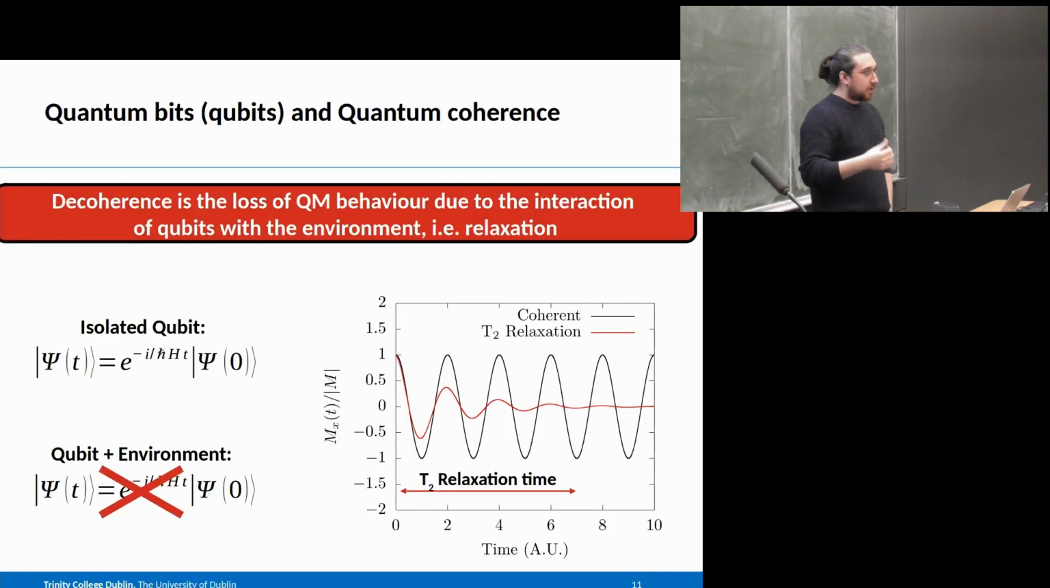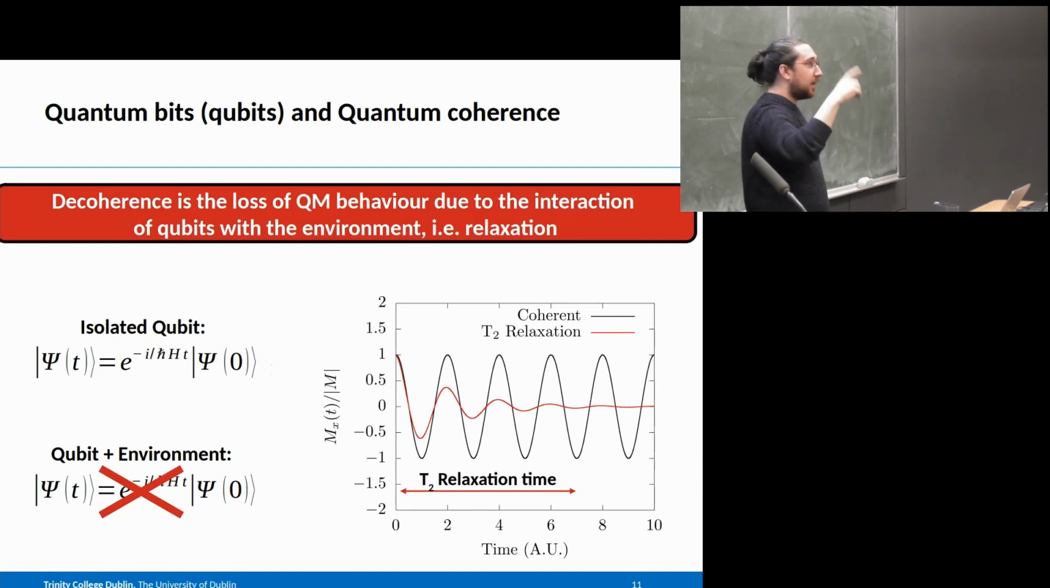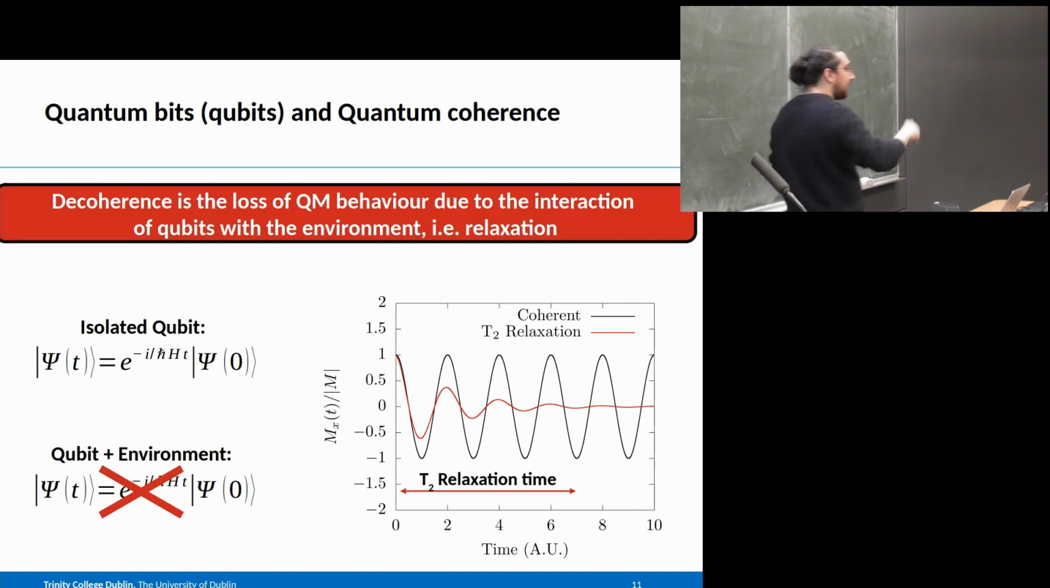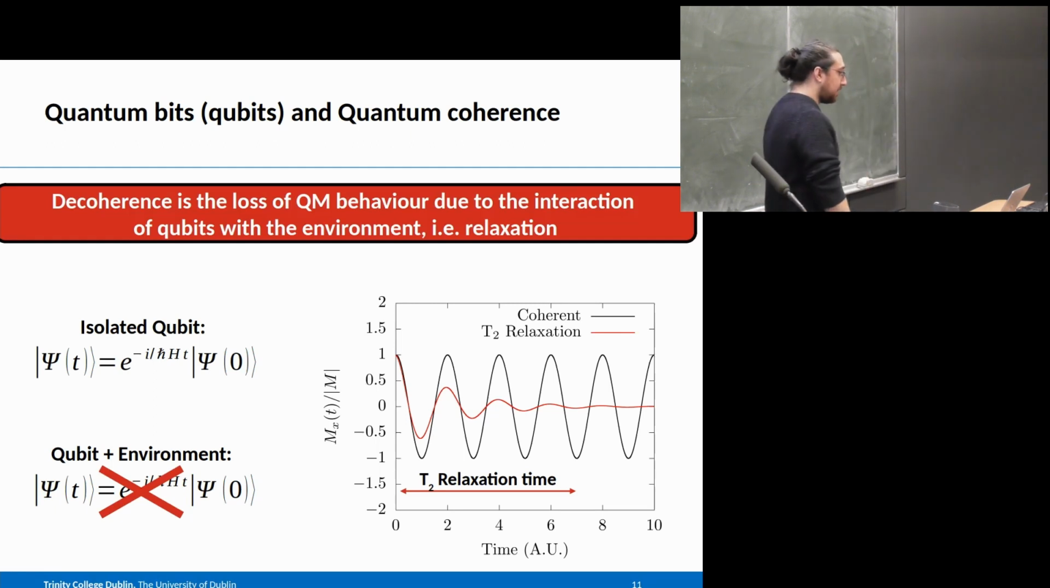You go in a lab, you try to replicate this experiment, and you won't see the black line, but you will see the red one. So you see that these oscillations are perturbed by something, and they disappear after a very short time. So the system goes through a transition from being quantum, behaving like the Schrödinger equation, to behaving like a classical object. This loss of coherence is what we are trying to fight against.